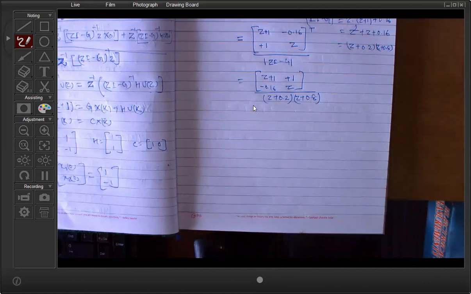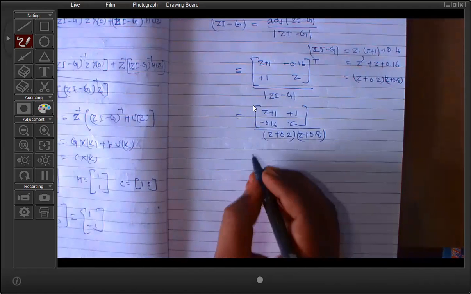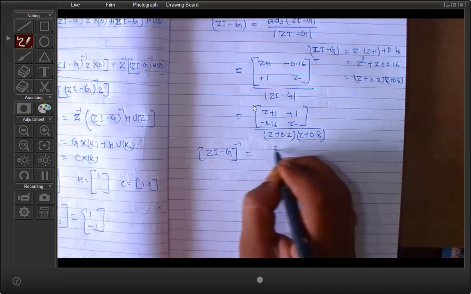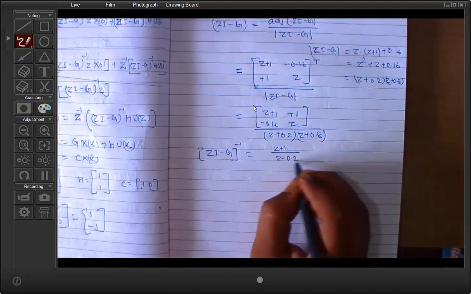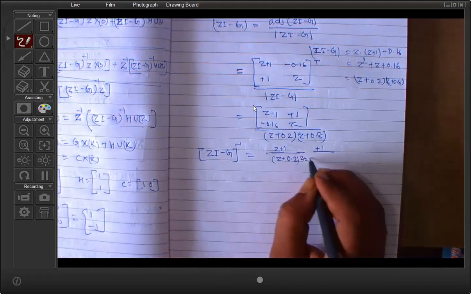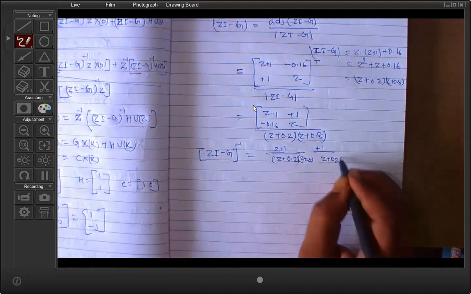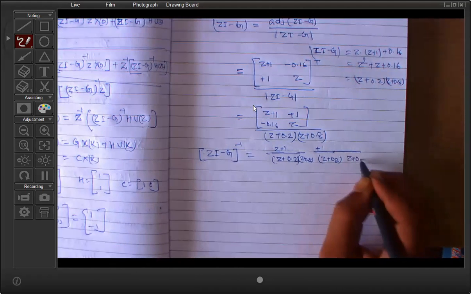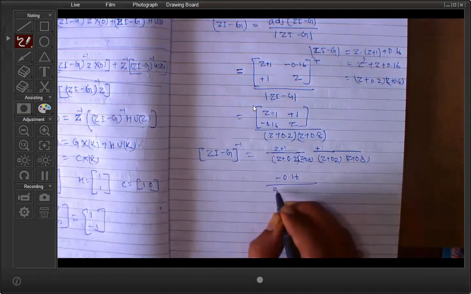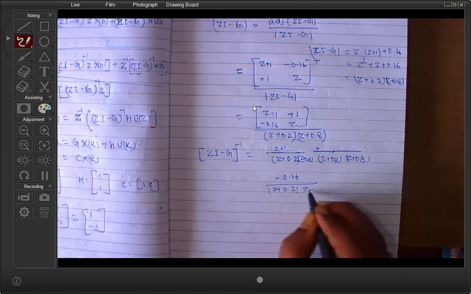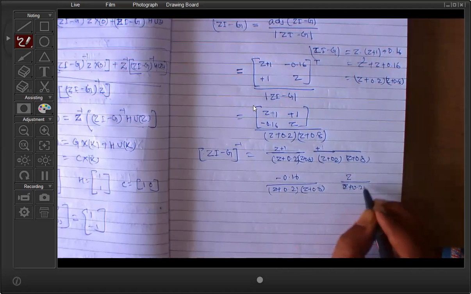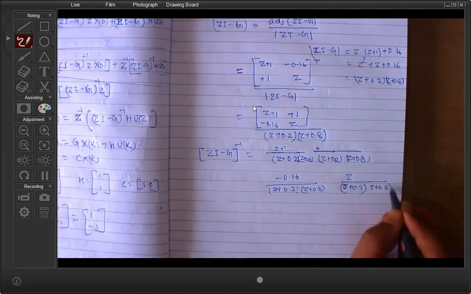Okay. Now that is (ZI minus G) to the power minus 1, that is the inverse, equal to: first element (Z plus 1) by (Z plus 0.2) into (Z plus 0.8), and second element, 1 by (Z plus 0.2) into (Z plus 0.8), third element, minus 0.16 by (Z plus 0.2) into (Z plus 0.8), and fourth element Z by (Z plus 0.2) into (Z plus 0.8).